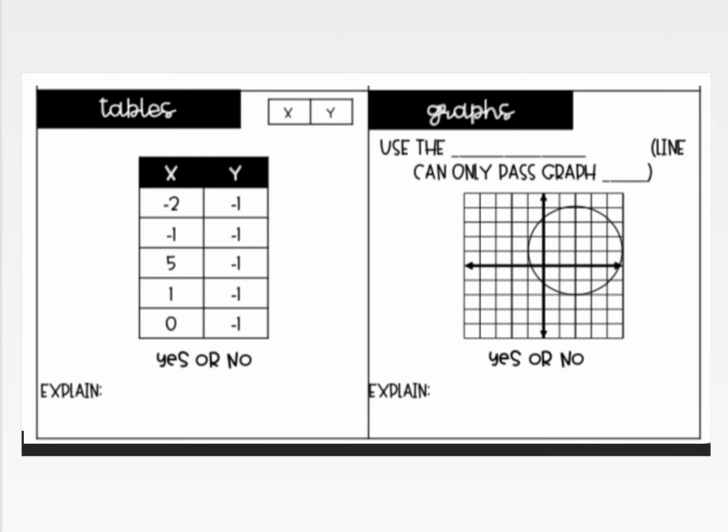Now let's look at it in the tables format. Here we have our x values on the left and our y values on the right. We want to specifically focus on our x values. Are there any x values that repeat? There are no x values that repeat, although all of our y values repeat. It's all -1 on the right-hand side. However, for a function, our y values do not matter. So in this case, yes, it is a function because x does not repeat.